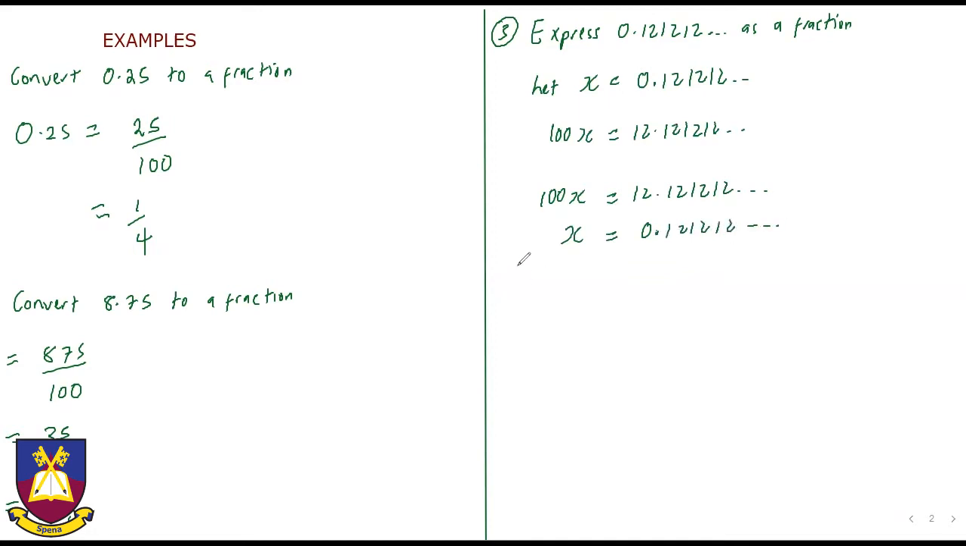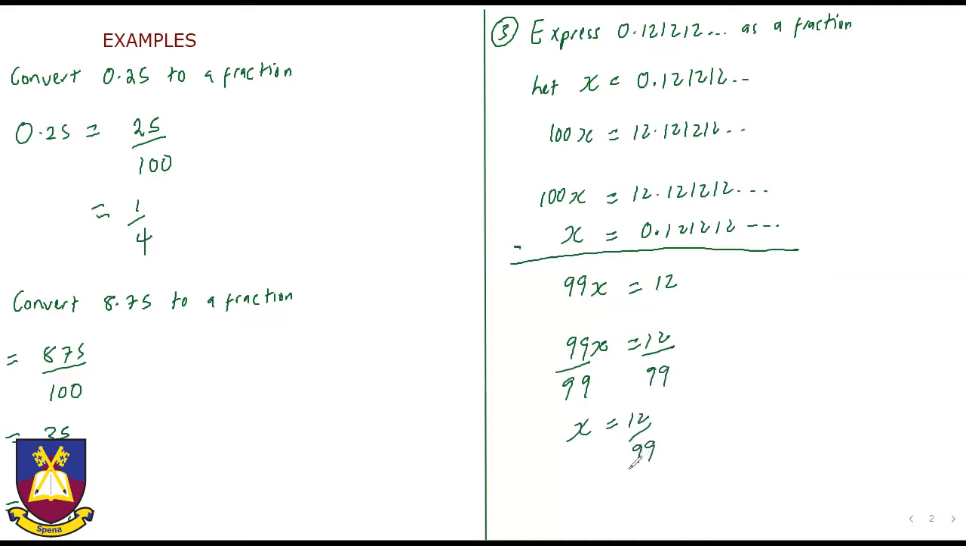0.121212 and so on. Let's subtract. 100x minus x is 99x. This minus this is 12. All these decimals cancel, so we have 99x is equal to 12. Divided by 99, x is equal to 12 out of 99.